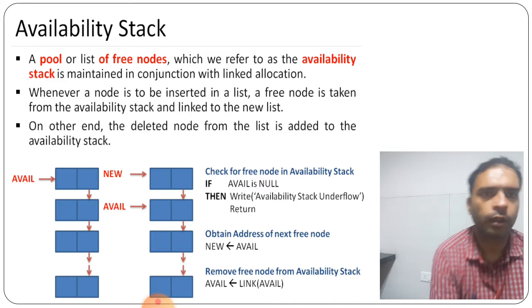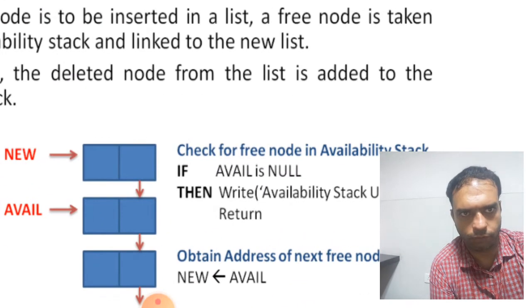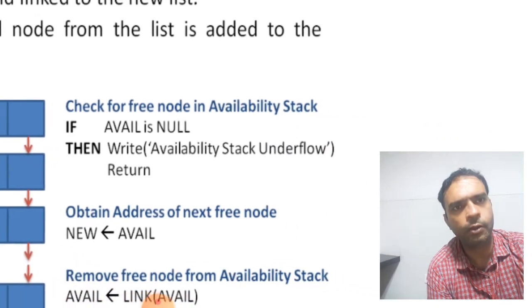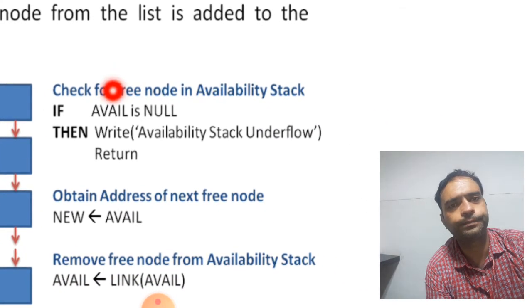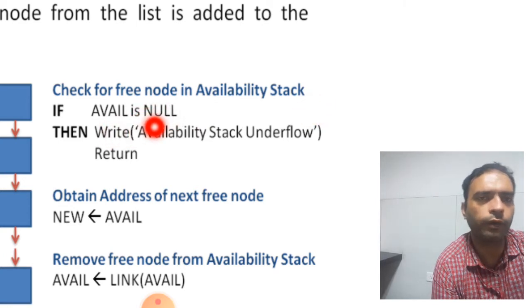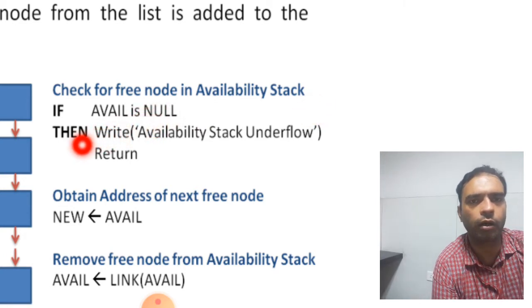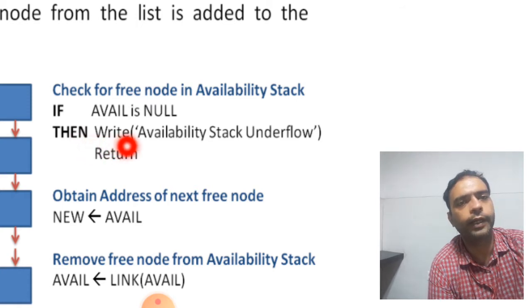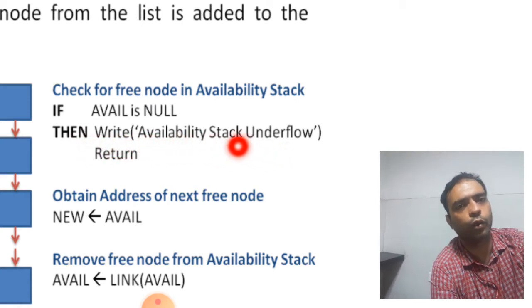So here the availability is given. We have to check for a free node in the availability stack. First of all we have to check whether it is null or not. If it is null, then we have to write that the availability stack is underflow, and then we have to return.